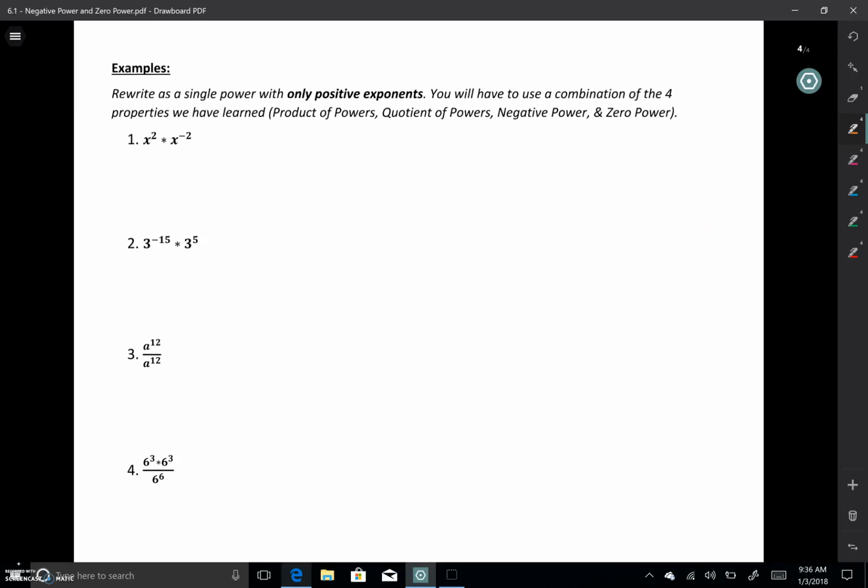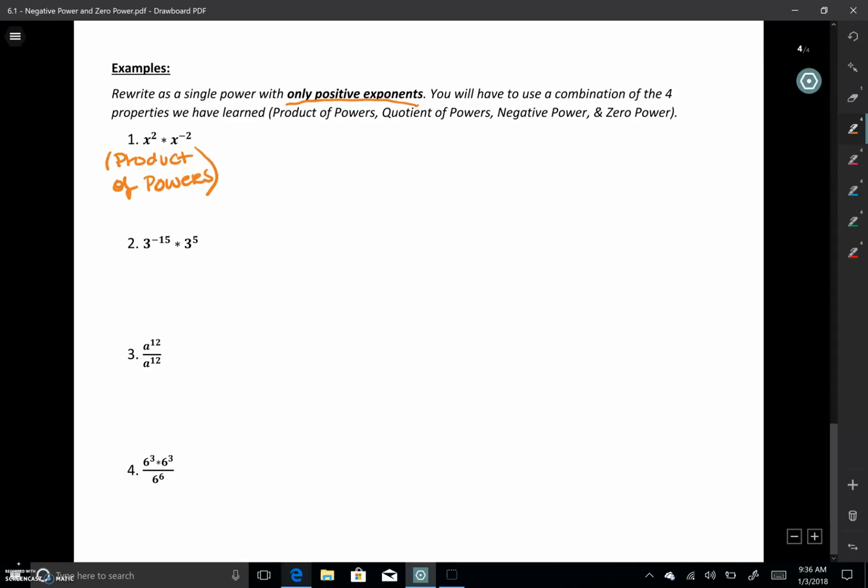So moving on to our last page here, we have some examples. Directions say rewrite as a single power with only positive exponents. You will have to use a combination of the 4 properties we have already learned, which again are product of powers and quotient of powers from the first video, and negative powers and 0 power from this video. So looking at example 1, I have x squared times x to the negative 2nd power. So this is going to be first and foremost product of powers.